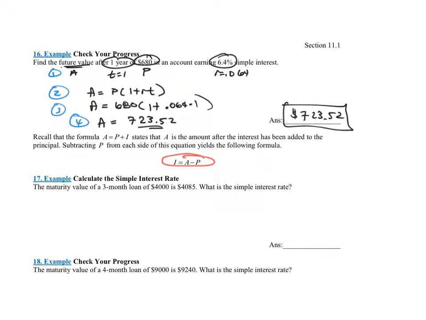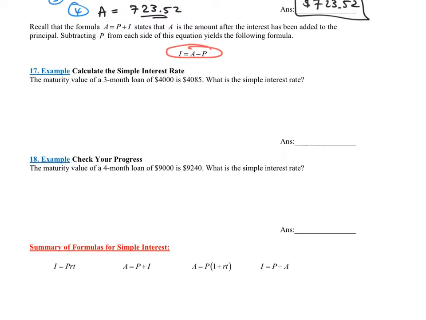My initial amount was $680. My future amount was $723.52. If I subtract those two values, 723.52, the bigger amount, minus 680, the smaller amount, I would end up with $43.52. That means I gained in that year $43.52 in interest. So that's all that formula is saying, nothing too crazy. But let's look at example 17 here.